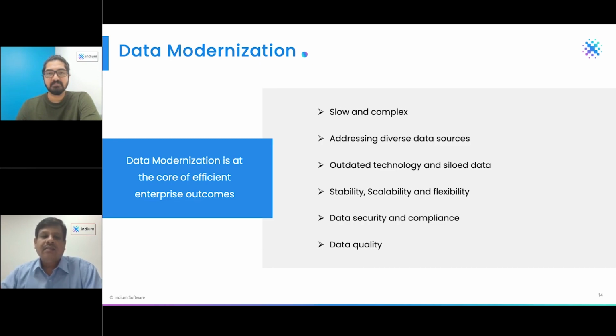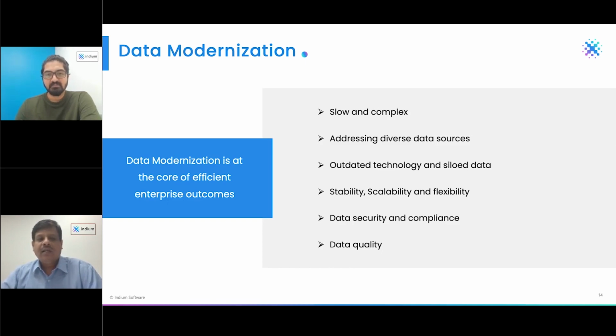So revitalizing your data landscape is extremely critical. Data modernization is at the core of efficient enterprise outcomes. To remain relevant in the market right now and in the future, you need a robust modern data platform, which is able to deliver greater operational efficiency, give you the agility and performance you're looking for, and at the same time bring the security and data quality related compliance that you will definitely need.